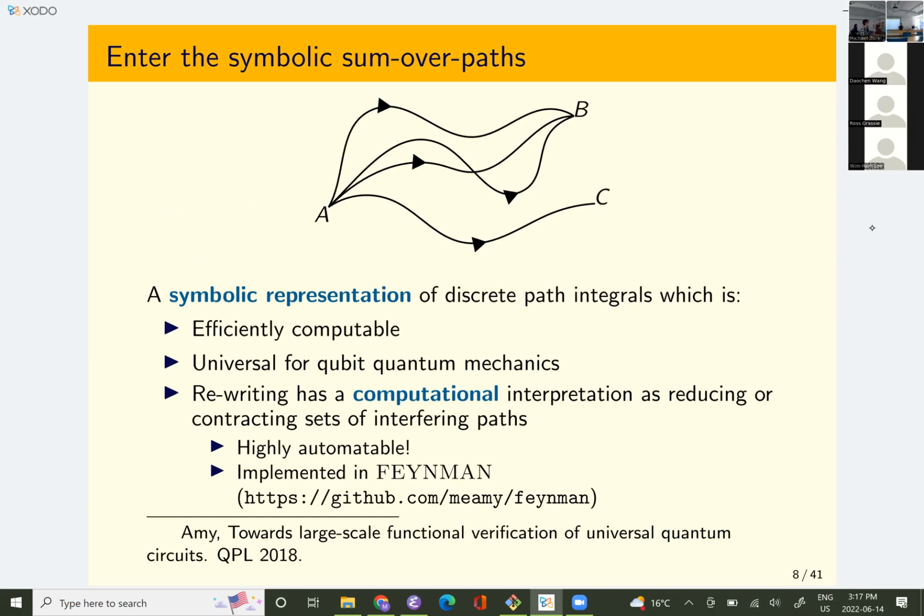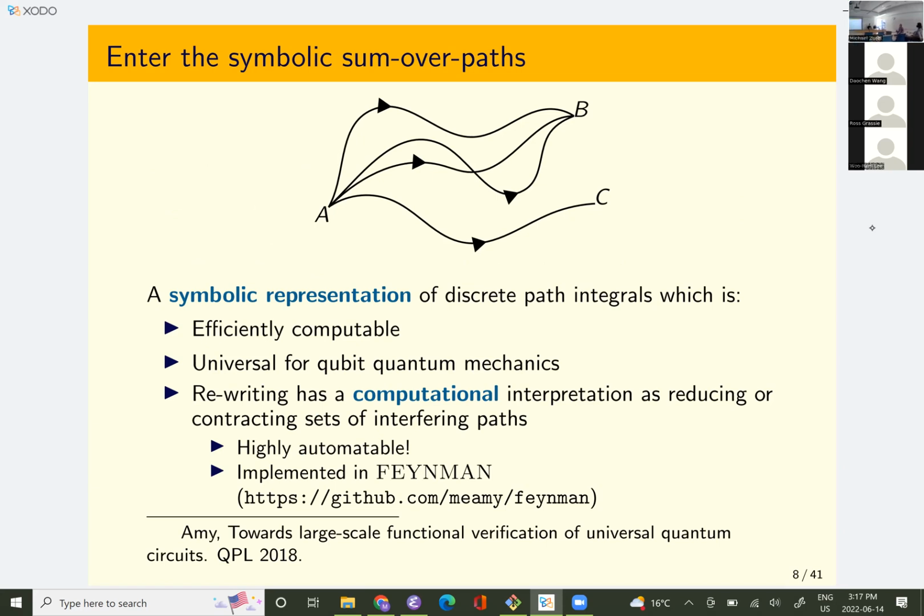In particular, what I'm going to be talking about today is one model that I've been working on over recent years, which is the symbolic sum over paths. And the idea behind the symbolic sum over paths is a symbolic representation of discrete paths.